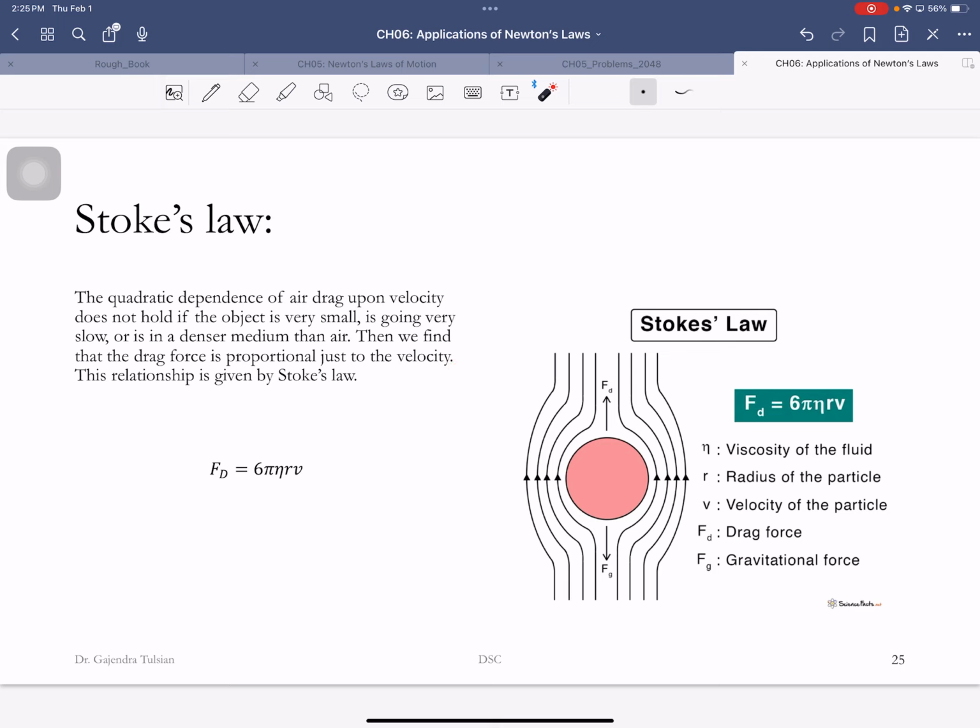Eta is the viscosity of the fluid. Viscosity is a measure of the friction in the fluid. R is the radius of the particle. V is the velocity of the particle, and Fd is the drag force. So here's an object that's falling in a liquid, let's say there's the drag force, there's the force of gravity.